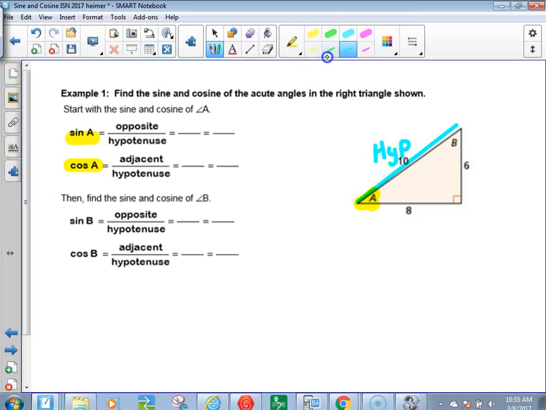In relationship to that angle, the 6 is opposite the angle A, so 6 would be the opposite leg. And the 8 would be the adjacent leg. The sine ratio is a comparison of the opposite to the hypotenuse, so we would be writing 6 over 10. And then we would reduce that to 3/5.